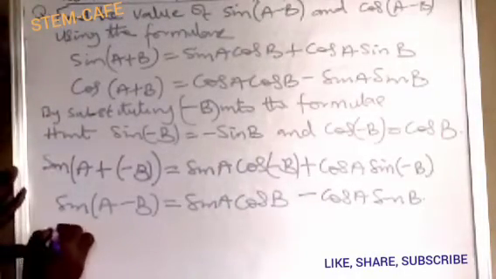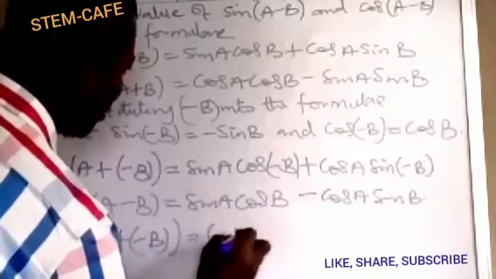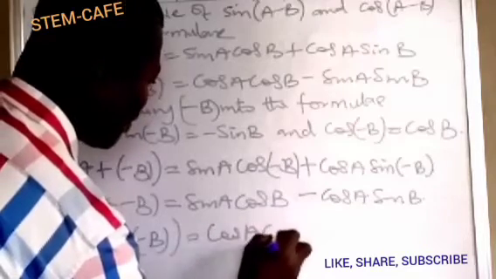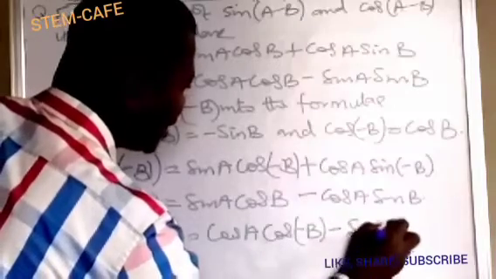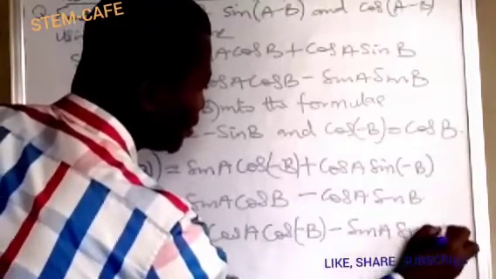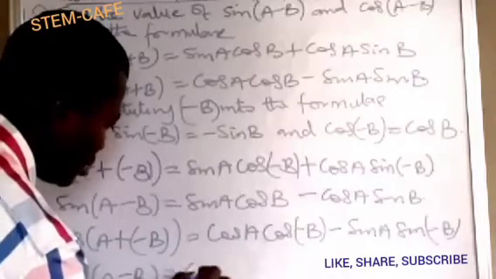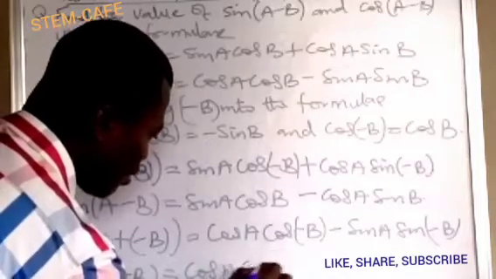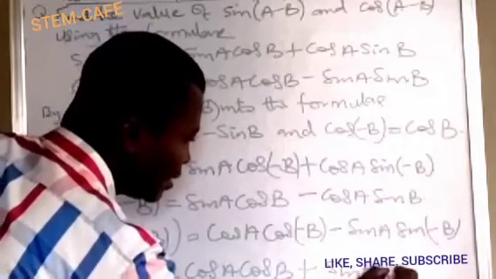Let's go to the cos side. You have cos(A plus minus B) will be equal to cos A cos(minus B) minus sin A sin(minus B). So cos(A minus B) will be equal to cos A cos B plus sin A sin B, since sin(minus B) is minus sin B.